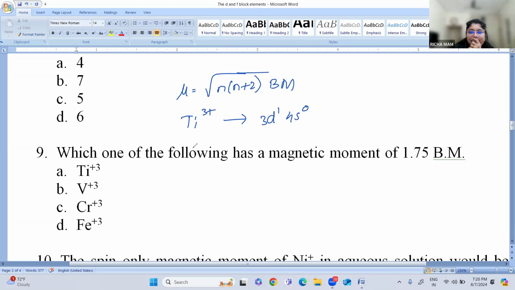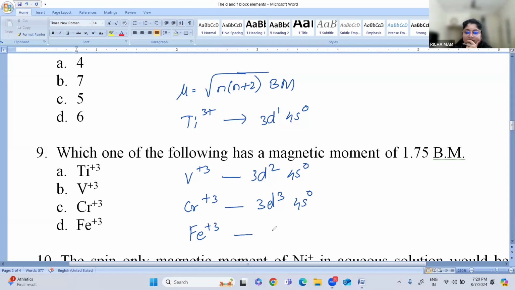Then vanadium plus 3. It is 3d2 4s0. This is after the loss of electrons. I'm writing directly the answer. So chromium plus 3 is 3d3 4s0. Then Fe plus 3 is 3d5 4s0. So the number of unpaired electrons here is 1, here it is 2, here it is 3, and here it is 5.